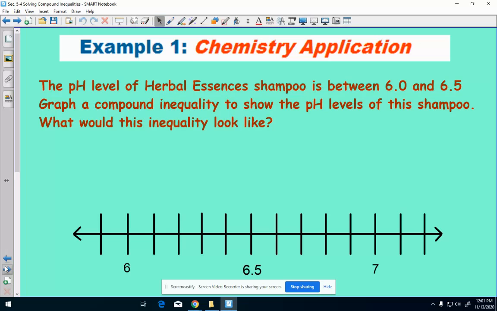All right, if you read this here, the pH level of herbal essence is somewhere between 6 and 6.5. Think about that for a second. The pH of herbal essence shampoo is between 6 and 6.5. If you had to graph what that looks like, how would you graph it? Logan, what would you do?